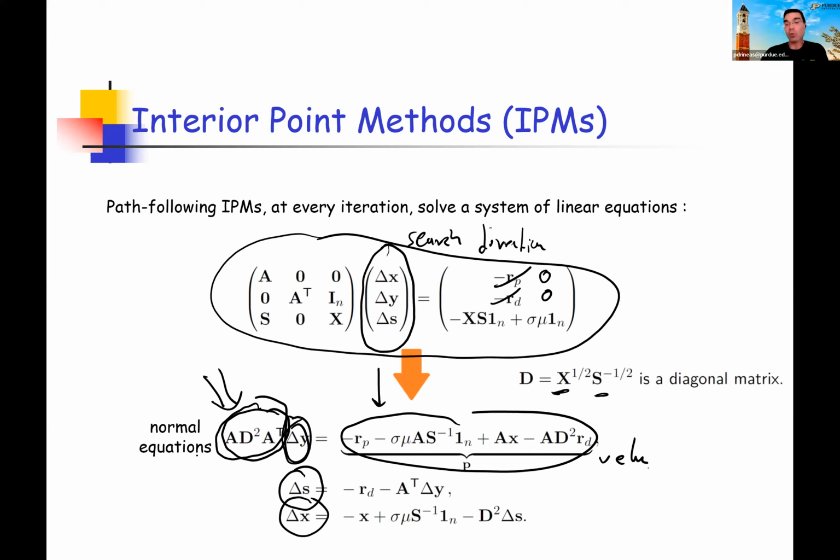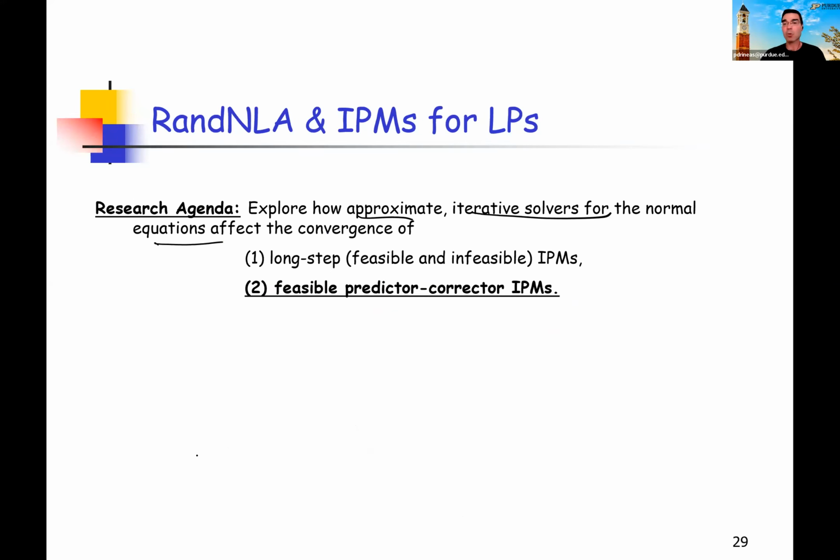And of course, that's what you would do in practice. You would not invoke exact solvers necessarily, even though I think if you look at scikit-learn and SciPy, they probably use exact solvers, but that means they're not going to scale well. You want to use some iterative solver like preconditioned conjugate gradients, for example. And the question is, how do they affect the convergence of long-step, both feasible and infeasible?